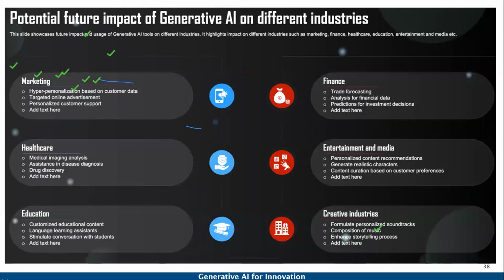The next is the potential future in the market. This is the most important in various different industries. If you see here: finance, entertainment and media, creative industry, education, marketing. In all the aspects, in each and every one, especially in healthcare, this system can diagnose, and help with personalized medicine and drug discovery. This information can be provided in healthcare. A system like that will benefit. Correct.